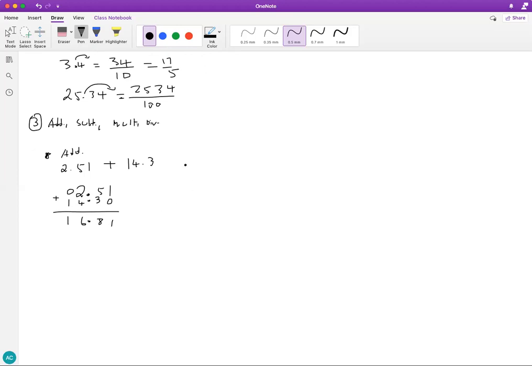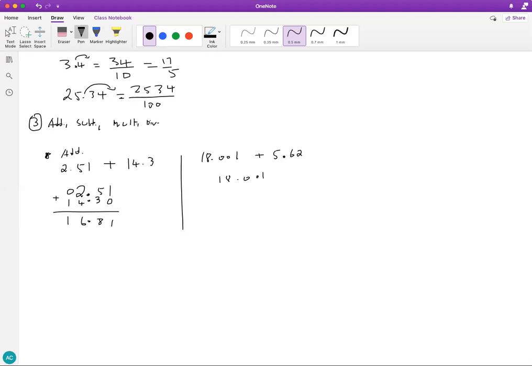Let's do another example. Say 8.001 plus, let's say 5.2 and 9. Let's give just those two. So same thing, we have two numbers. I'm going to write the first one.